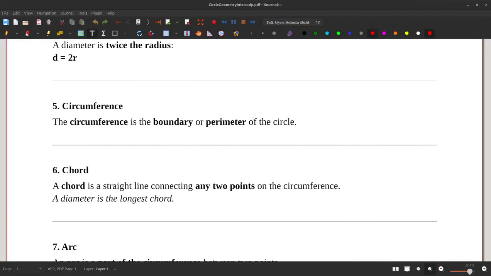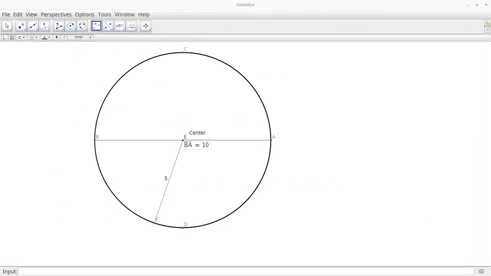Next, let's define a chord. A chord is a straight line connecting any 2 points on the circumference. We've already drawn a line that connects the 2 points on the circumference. For example, our line AB here is called a chord, but it's the longest chord in this circle.